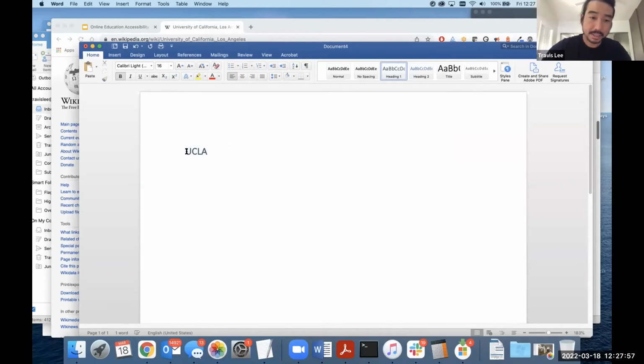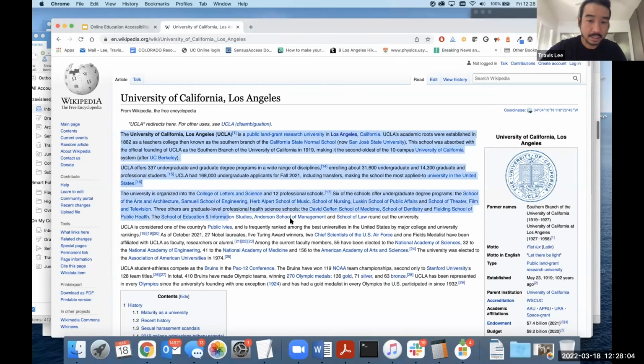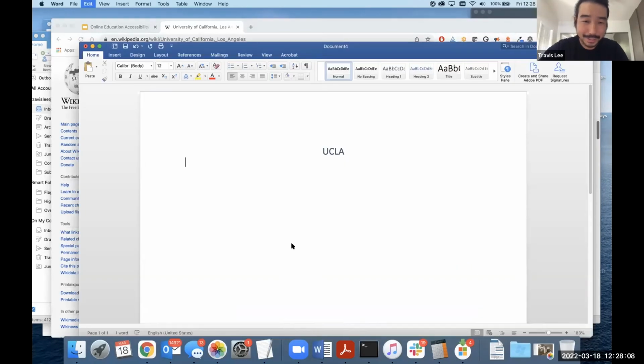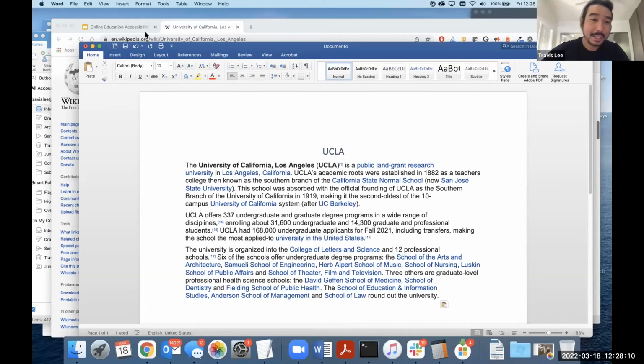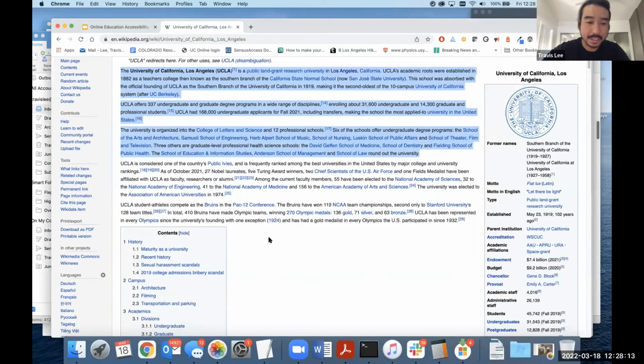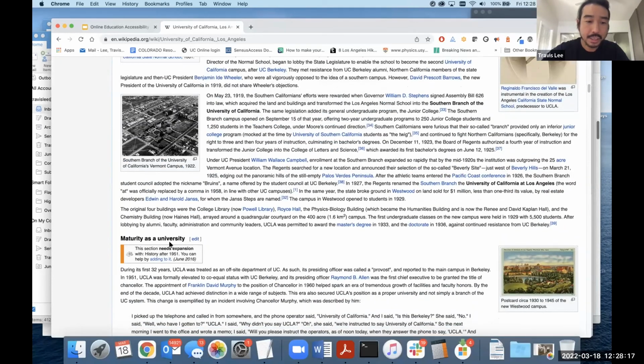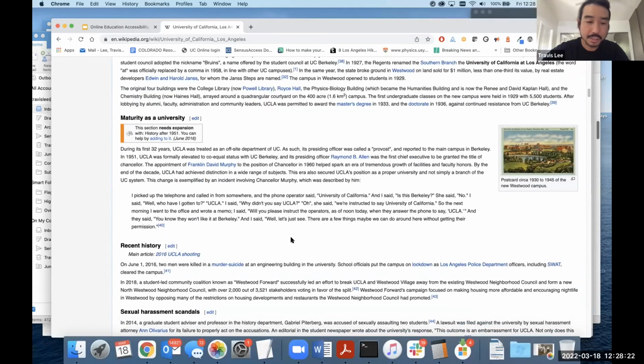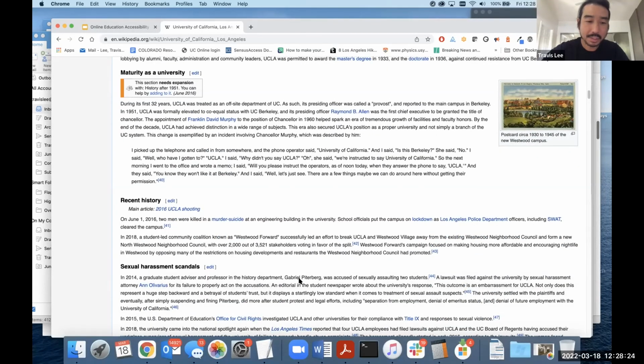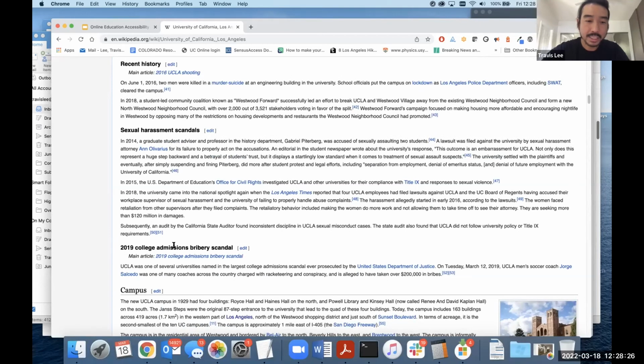We're going to go ahead and center this. So that's H1. Now we're going to grab some text out of here, copying Wikipedia like a college student. Okay, here we go. Now we want to do the next header, which in this article is History, an H2. Maturity as a university is going to be H3. Recent history is also H3. Sexual harassment scandals is an H3 as well. And 2019 college admissions is an H3. Campus would be an H2.